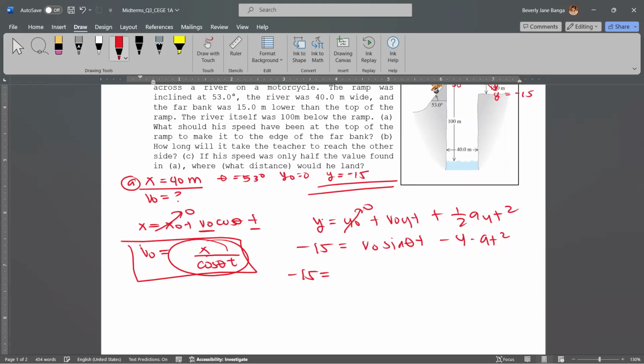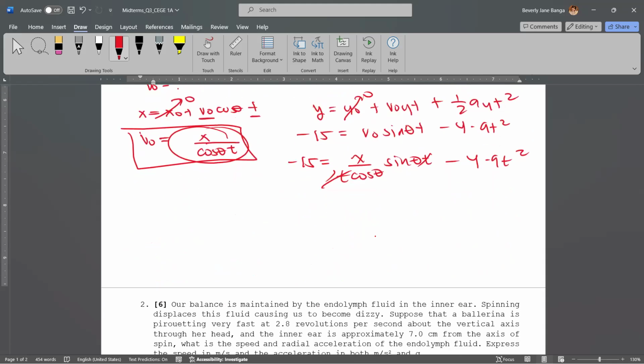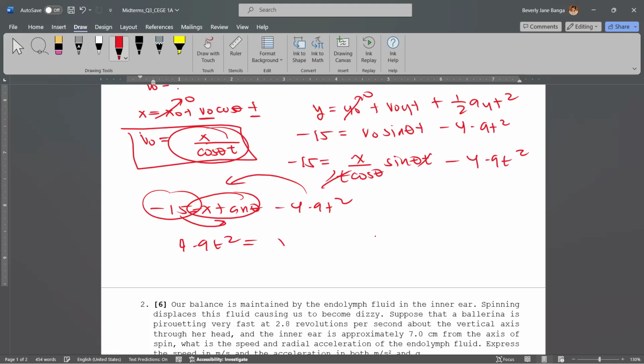So this is negative 15 equal to x over cosine theta t sine theta, nakalimutan ko yung t, sine theta t minus 4.9t squared. Cancel out, cancel out. And so I'm left with negative 15 equal to x tangent theta minus 4.9t squared. These are constants. So I have 4.9t squared. Lipat natin sa kabila, equal to x tan theta plus 15. Okay? Tama ba ako?